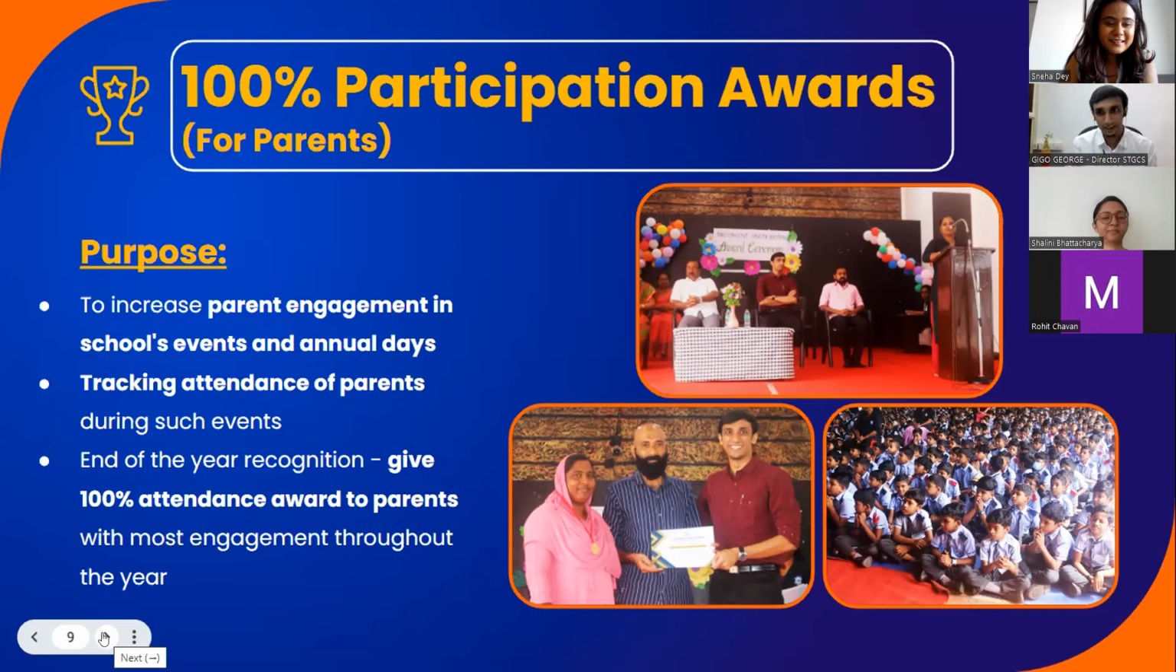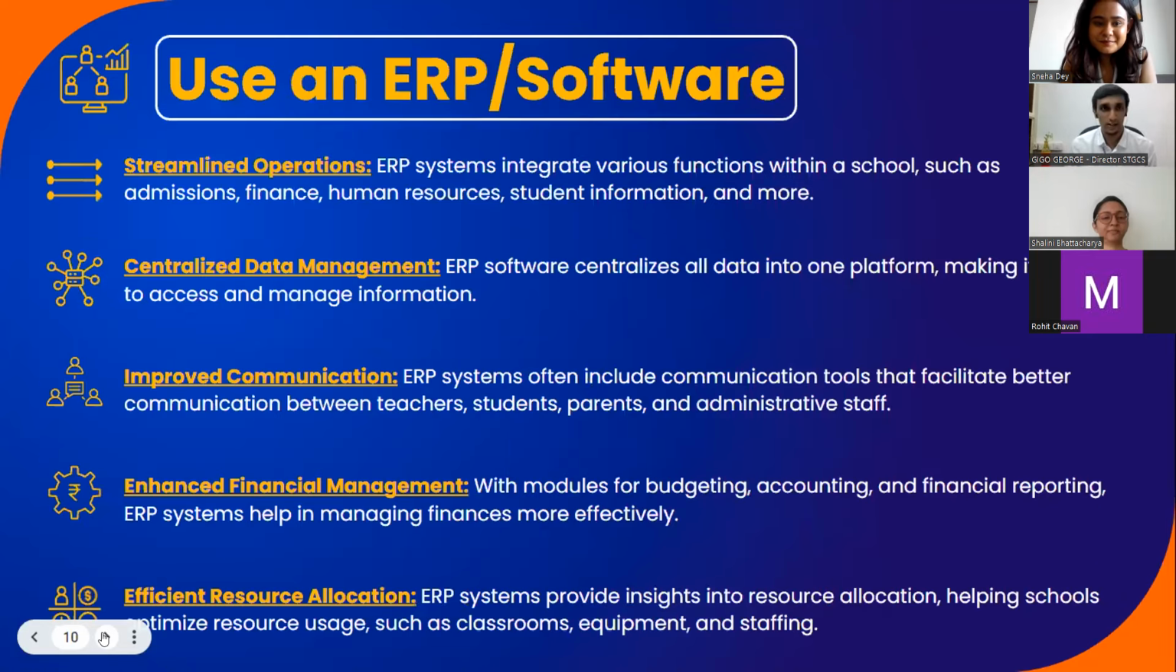We'll move to the next. Okay, so I'll go to the last system. This is the fourth system: use of an ERP or a software. ERP means enterprise resource planning, that's the full form of ERP. Simply, it means a software.